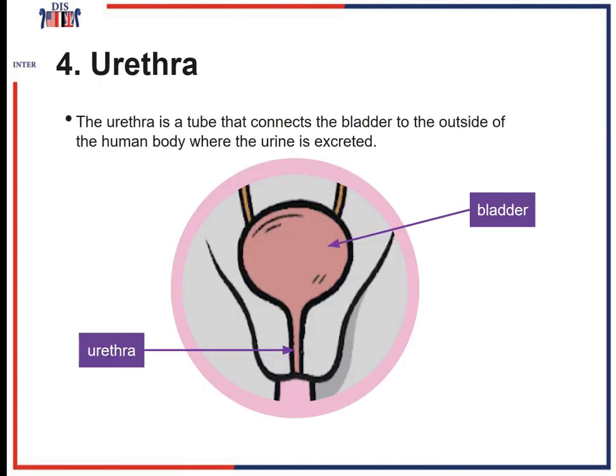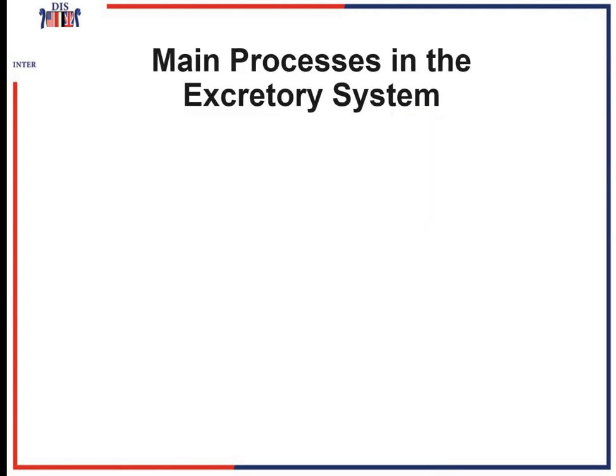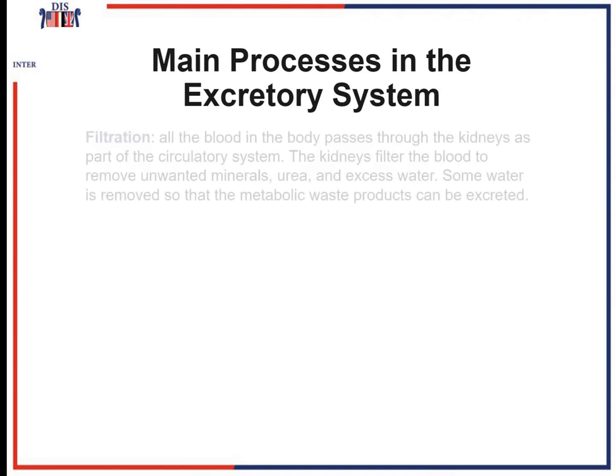So take care, there's a difference between urethra and ureters. Ureters are responsible for connecting the kidney to the bladder. Urethra is the tube that connects between the bladder and the outside of the body through which the urine is excreted. What are the main processes in the excretory system?